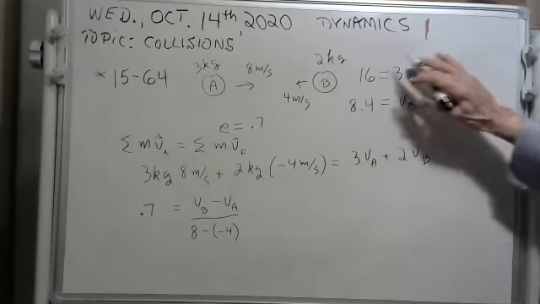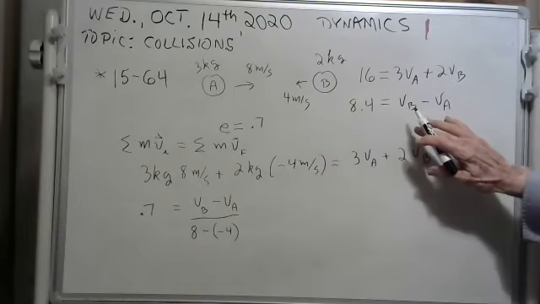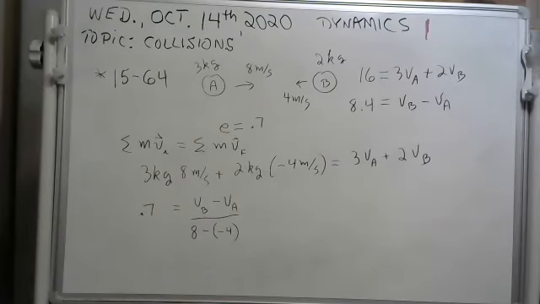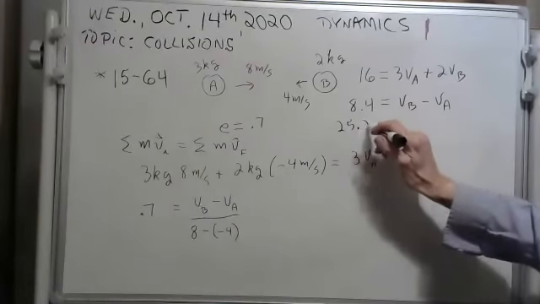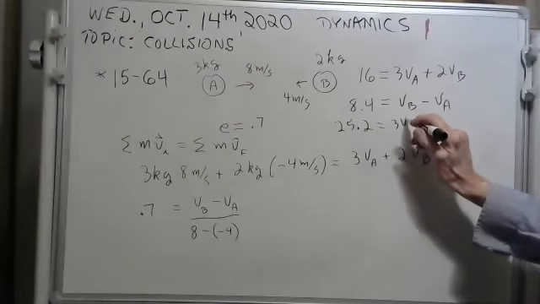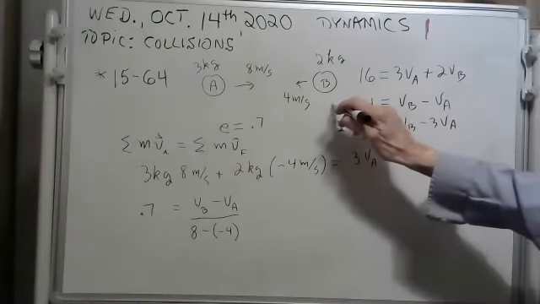Now here's our 2 equations in 2 unknowns. And all we got to do is some algebra now. Now what I would do is I would multiply this whole equation by 3. And here's what I would get. 25.2 equals 3VB minus 3VA. I don't need this one anymore.